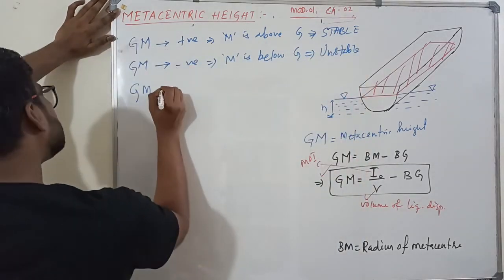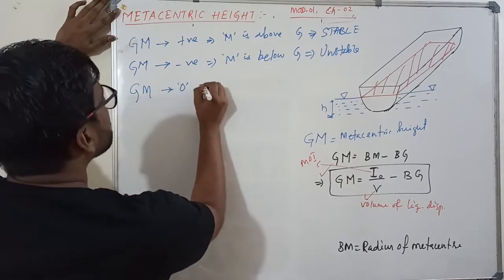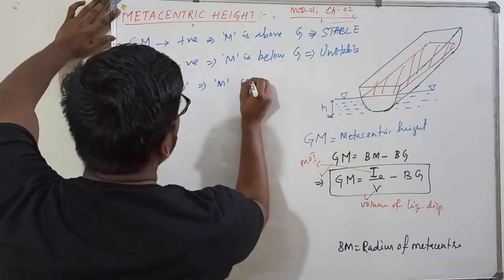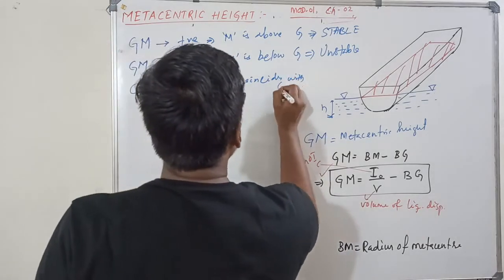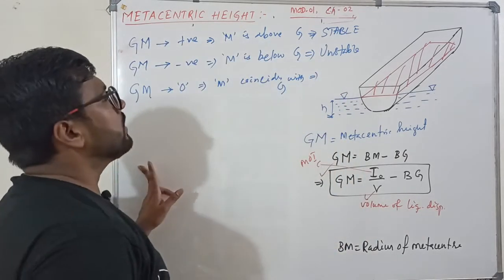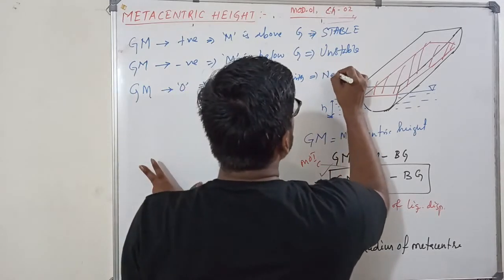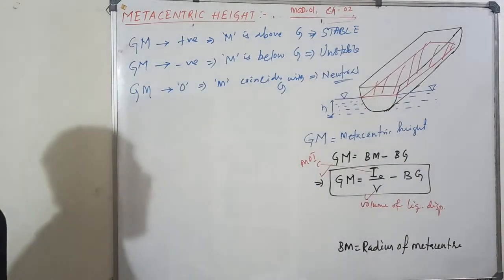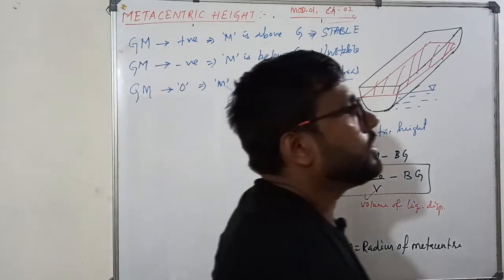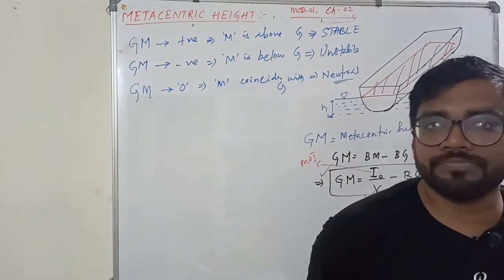And if your metacentric height is 0, that means M coincides with G. Very rare opportunity this is. M coincides with G. What equilibrium do we call it? We call it neutral equilibrium.